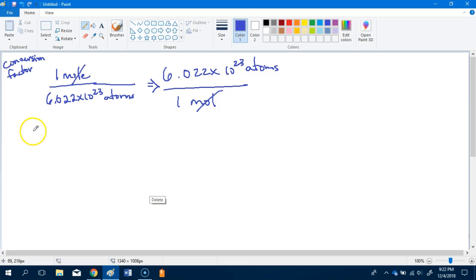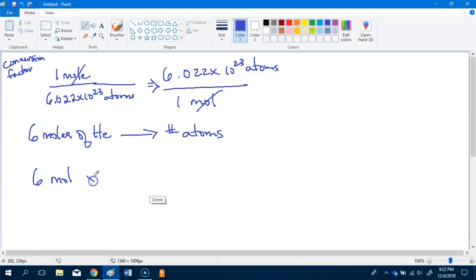Let's say that you were converting 6 moles of helium into number of atoms. So you always start with what you're given. We're given the 6 moles of helium, and then we're going to multiply it by a conversion factor to get our number of atoms. And the conversion factor we're going to use is this: 1 mole is equal to 6.022 times 10 to the 23 atoms. And the question is, do we put mole on top or mole on the bottom?